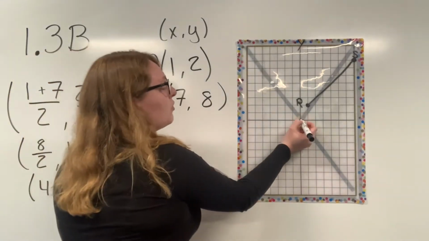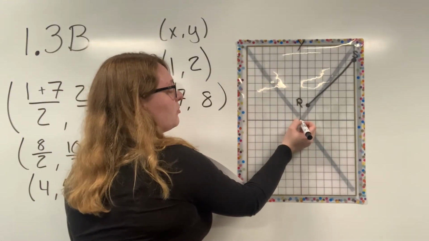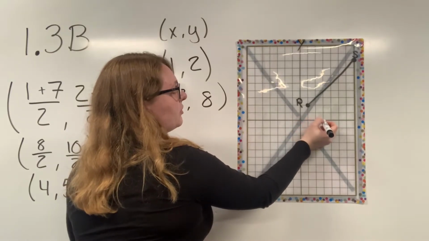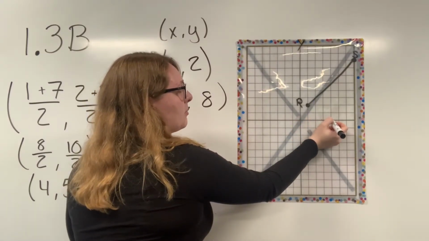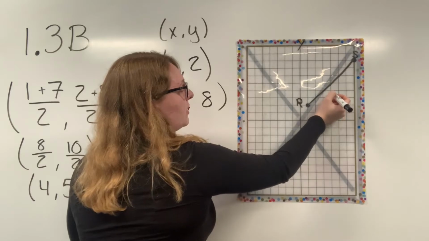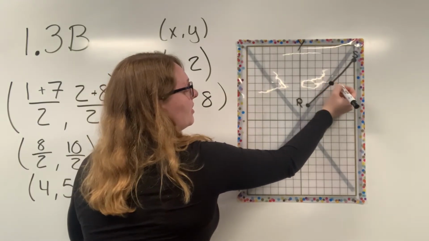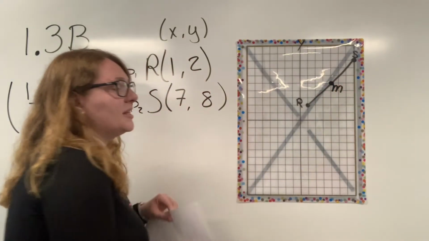So from our origin, our center, we're going to count to the right 4: 1, 2, 3, 4, and count up 5: 1, 2, 3, 4, 5. This is our midpoint, so I will label it M.